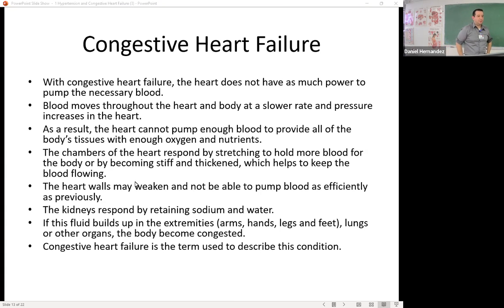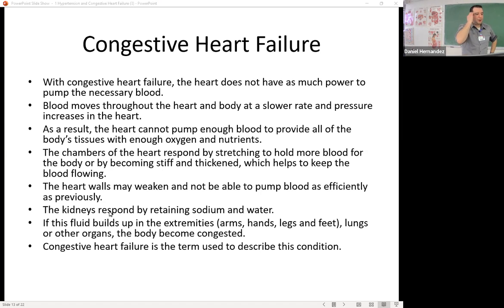In patients with congestive heart failure, this is why fluid starts to build up in the extremities: the arms, the hands, the feet, and the legs. You'll be able to tell they'll have lower extremity edema. They'll also have fluid buildup in the lungs, so you're going to be able to visualize pleural effusions on these patients. And other parts of the body will also become congested as well.